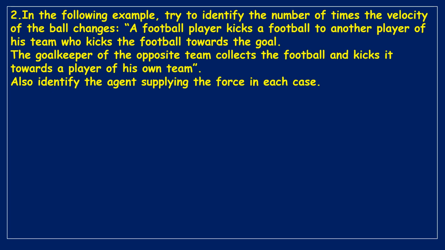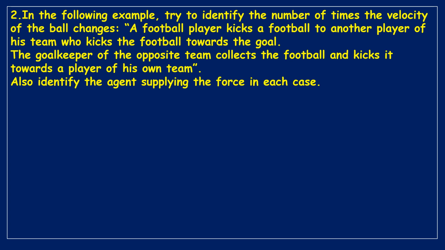In the following example, try to identify the number of times the velocity of the ball changes, right? A football player kicks a football to another player of his team who kicks the football towards the goal. Now you see here we have a situation of a football game. One player kicks the ball to another player. In turn, another player kicks the football towards the goal.